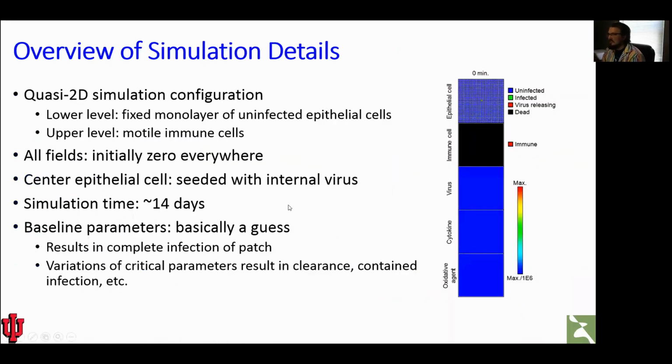So then our simulations all begin with the same scenario, which is shown here. This is an epithelial sheet above which there are initially no immune cells, no virus, cytokine, or oxidative agent. So all three fields are initialized as 0. The immune cell population is initially 0, and we start with all uninfected cells except the center one, which is shown here in green.